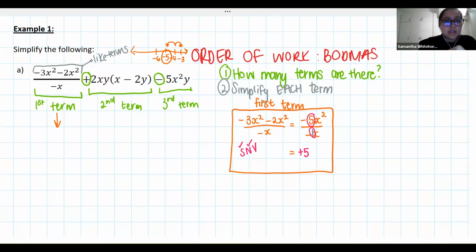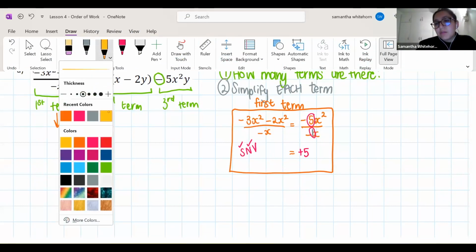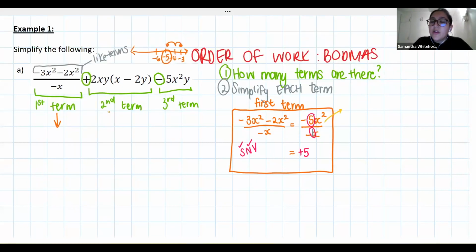Now again, I said this in the last lesson, but I'm going to say it again. Whenever we are dividing or multiplying with variables, we need to apply our exponent law. So our exponent law for division tells us to subtract the exponent.